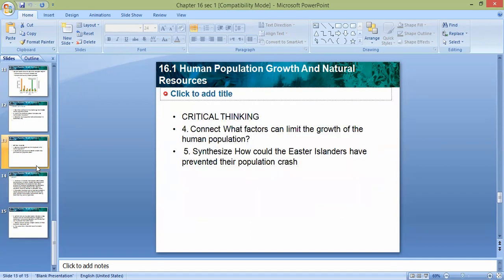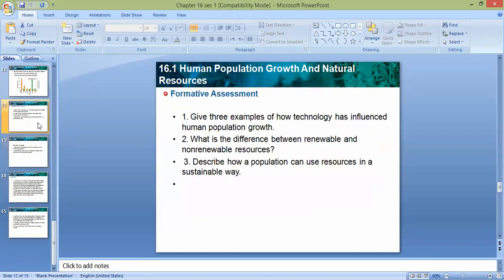طيب شوفي question 3. Describe how a population can use resources in a sustainable way. Sustainable way يعني continuous way to keep it more for the future. Who can tell me how population can use it?